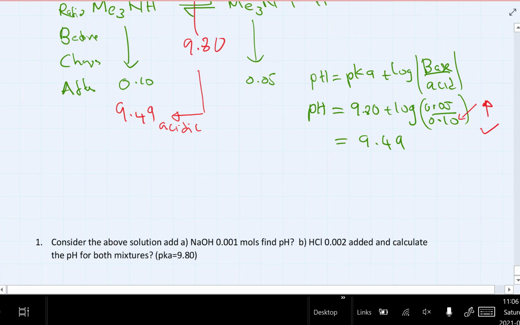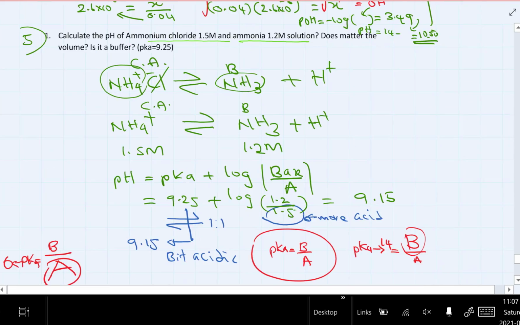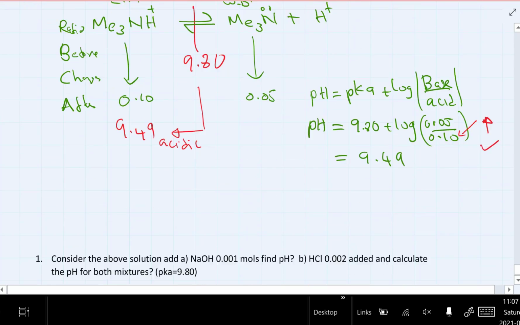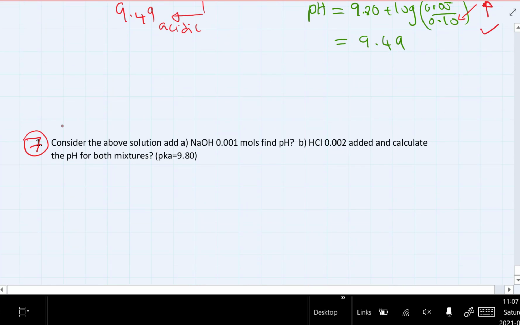So that means we are on the acidic side. Why? Because acid is more than the base, right? It works as a base, and we can also see which side it's swinging into, right?